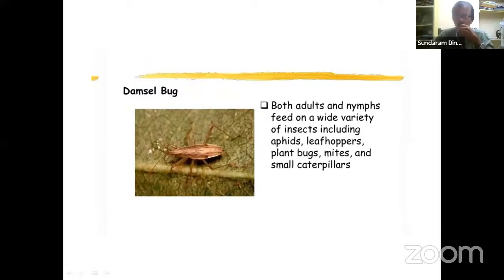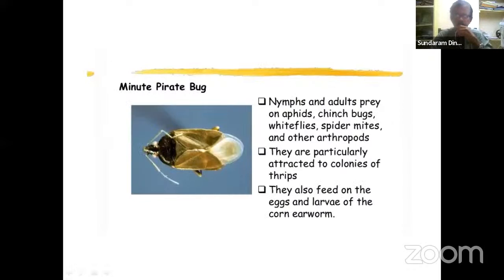Then there is a damsel bug. Both adults and nymphs feed on a wide variety of insects, including aphids, leafhoppers, plant bugs, mites, and small caterpillars. This is also indirectly giving benefit to human beings. Then this is the minute pirate bug. It may prey on aphids, chinch bugs, whiteflies, and spider mites. Spider mites are a serious pest, which is why the minute pirate bug controlling mites is, from an insect point of view, very beneficial.